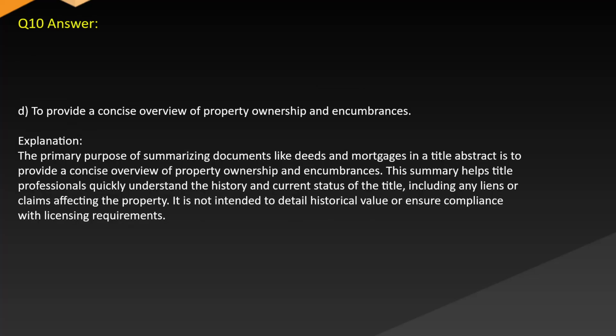Answer. D. To provide a concise overview of property ownership and encumbrances. Explanation. The primary purpose of summarizing documents like deeds and mortgages in a title abstract is to provide a concise overview of property ownership and encumbrances. This summary helps title professionals quickly understand the history and current status of the title, including any liens or claims affecting the property. It is not intended to detail historical value or ensure compliance with licensing requirements.